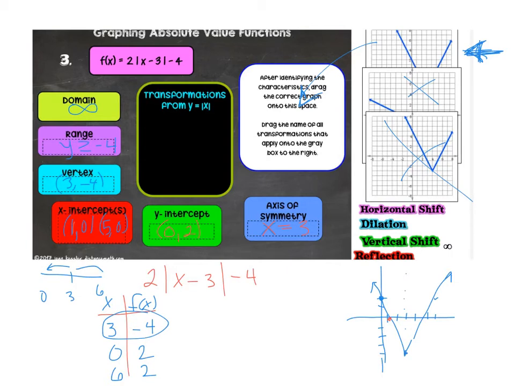As far as the transformations, we've got a horizontal shift, we've got a dilation, we've got a vertical shift. The only one we do not have is the reflection. So you should have horizontal, dilation, and vertical shift. Alright, let's look at the second one.